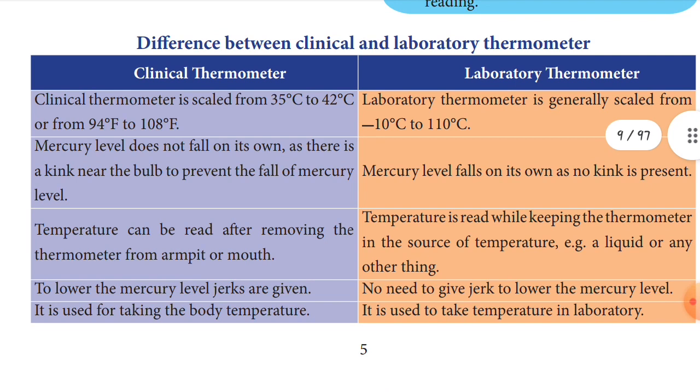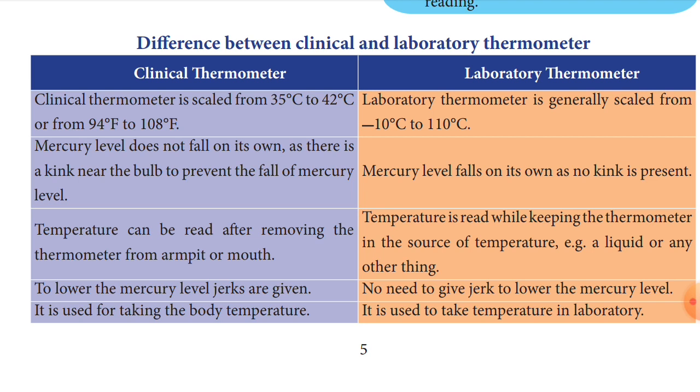And see the third point, children. Clinical thermometer: temperature can be read after removing the thermometer from the armpit or mouth. Laboratory thermometer: temperature is read while keeping the thermometer in the source of temperature, for example a liquid or any other thing. Fourth point, clinical thermometer: to lower the mercury level, jerks are given. Laboratory thermometer: no need to give a jerk to lower the mercury level. That is the main difference, children.